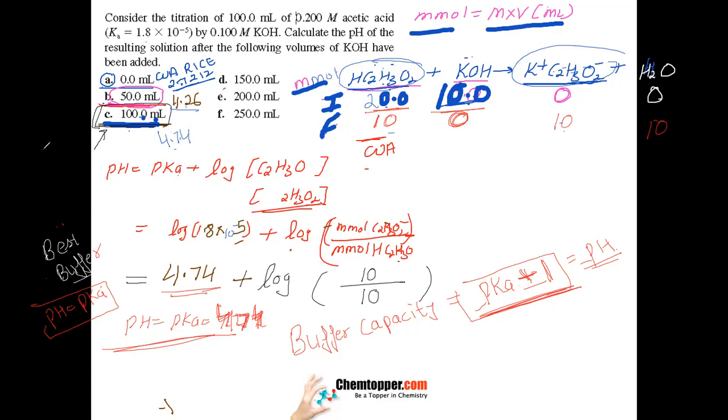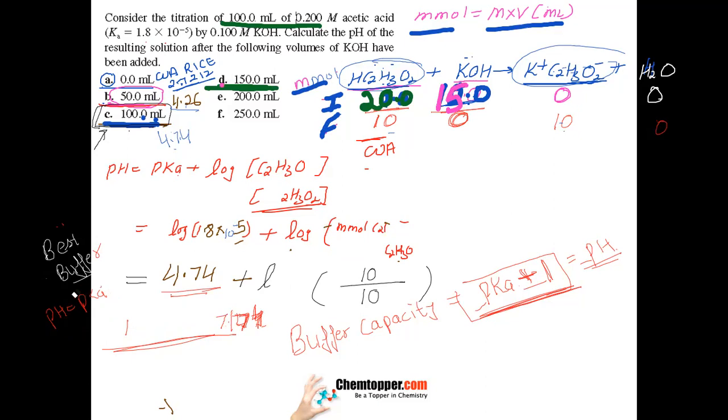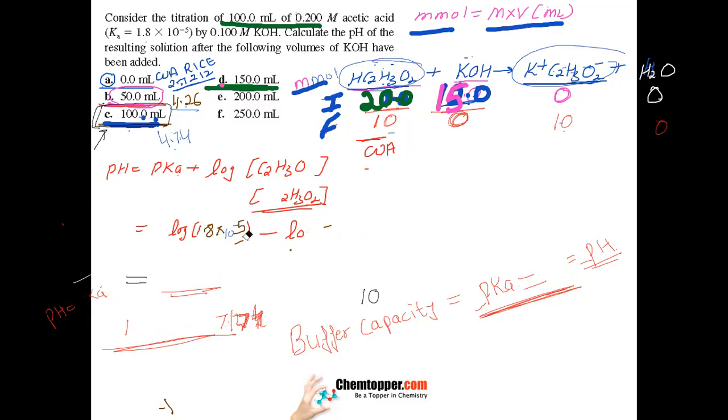Sami, can you answer the D part now? In the D part, how many millimoles of acetic acid? Still the same, right? How many millimoles of KOH? Can you work out the millimoles of KOH now, children? Yes, 15. So I'm making it slightly big so that you can see the changes. We are doing the D part now. We are going to work out the pH for the D part. Remember the best buffer, okay?